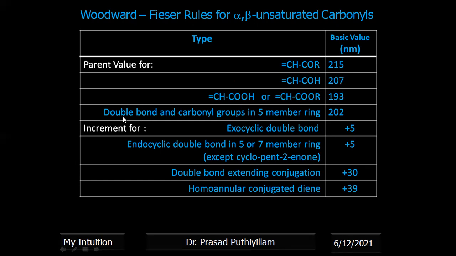Now if the double bond and carbonyl group are in a 5-member ring, then the value is 202. Now the increment for an exocyclic double bond is plus 5, and for an endocyclic double bond only in a 5-member ring and 7-member ring, that too in a 5-member ring, cyclopent-2-enone is excluded, that value is plus 5. A double bond extending conjugation is plus 30, and a homoannular conjugated diene is plus 39.